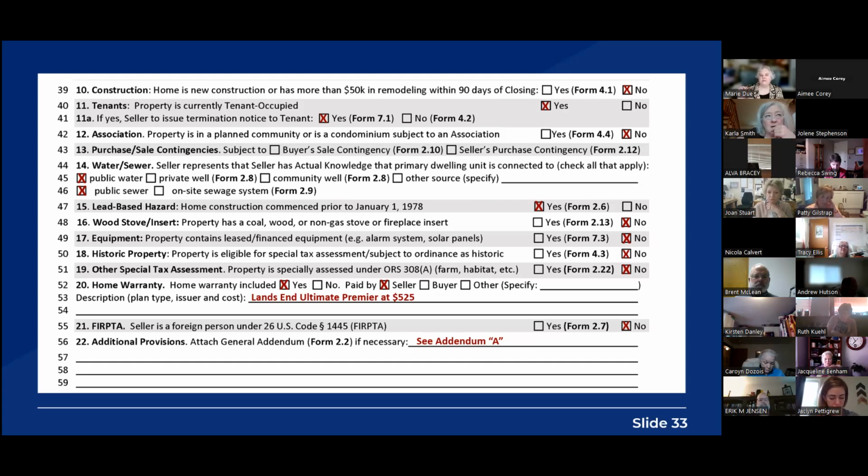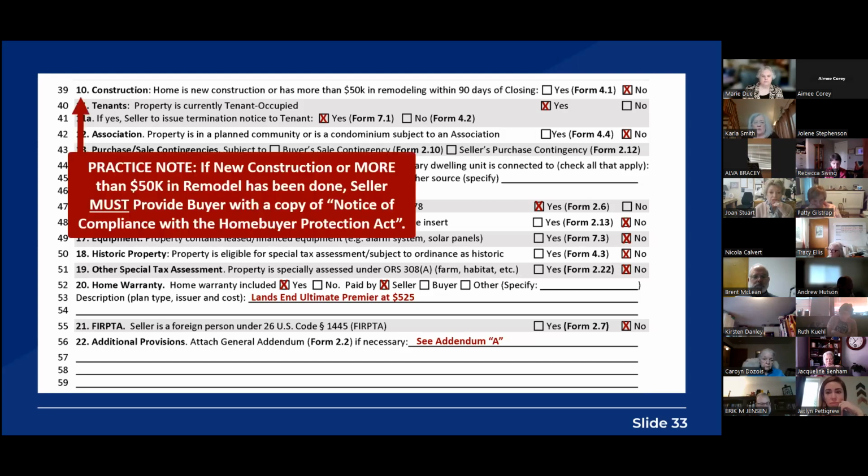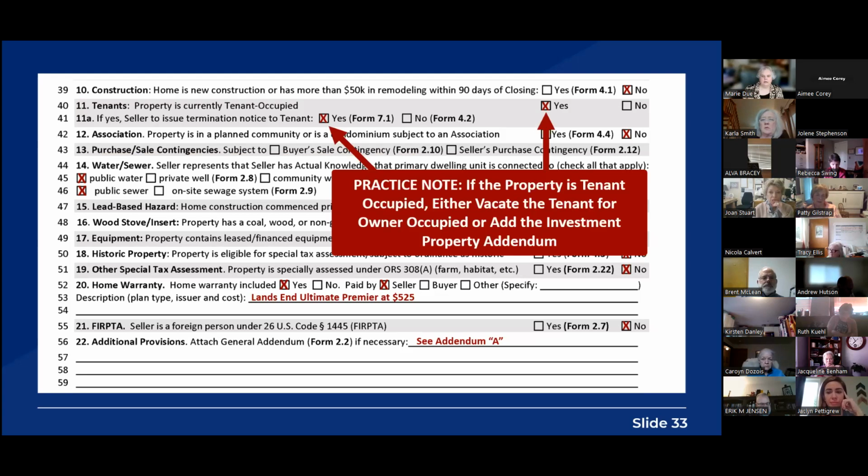There is not a FIRPTA advisory. I've been asked that. However, there is FIRPTA language in the buyer and seller books, the advisory book. So it's in there. It's just not a separate advisory on it. And then additional provisions, see addendum A. We talked about that.